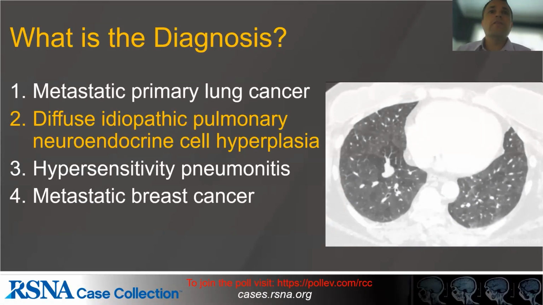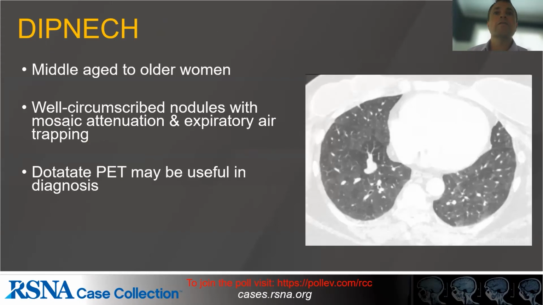So the correct answer here is diffuse idiopathic pulmonary neuroendocrine cell hyperplasia, and most of us got that correct. And so what is DIPNECH? DIPNECH is a condition that typically affects middle-aged to older women, and it typically manifests with well-circumscribed nodules with mosaic attenuation on inspiratory images and air trapping on expiratory images. Dotatate PET is often useful in diagnosis because it will show uptake within these carcinoid tumors.